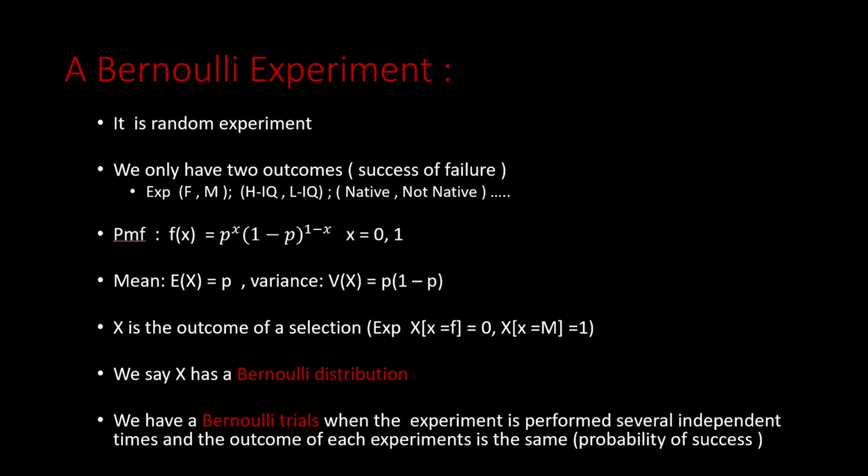Now we are going to discuss one specific example, one well-known experiment, which is the Bernoulli experiment. The Bernoulli experiment is a random experiment. We only have two outcomes, success or failure. For example, you select people, and if the outcome is a male, it's a success. If it's a female, it's a failure.